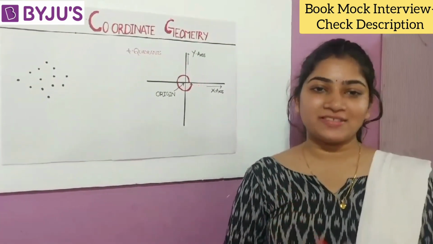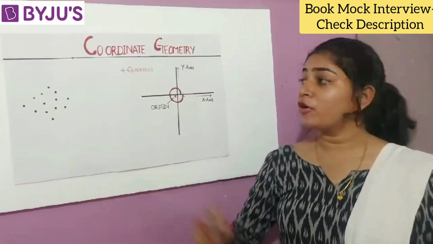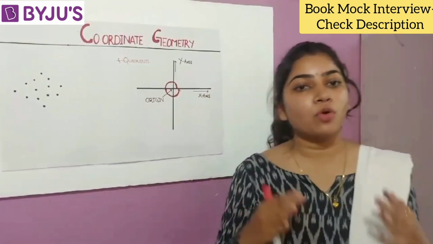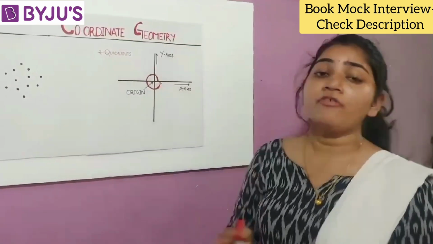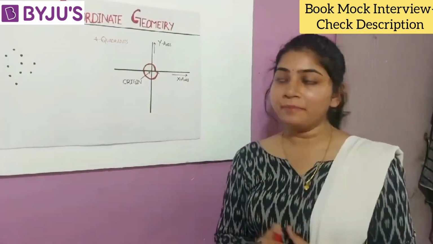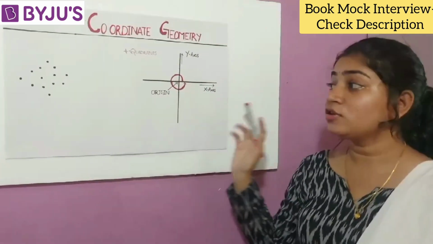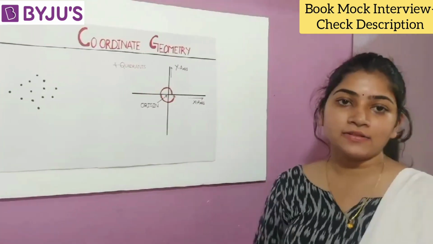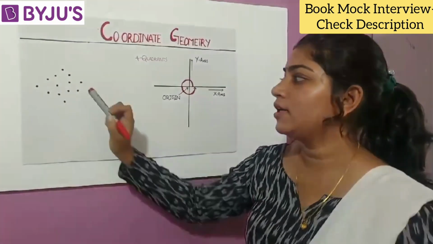Today we are going to discuss some basics of coordinate geometry. Before we start, we have to know what coordinate geometry is. It is the study of the coordinate system. Here we can see a white sheet, which is a two-dimensional surface, and it is also called a plane.